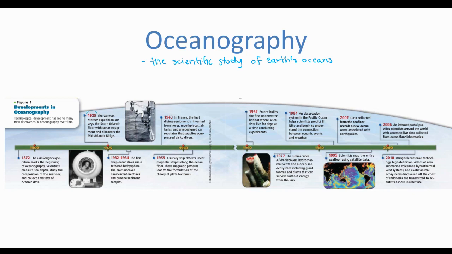1925, right here. A German Meteor expedition surveys the South Atlantic floor with sonar equipment and discovers the Mid-Atlantic Ridge. Remember, before we started studying the ocean, we just thought that it was completely flat land. We have since discovered that our tallest mountain ranges and the deepest part of the planet are in the ocean. And also, in 1977, we discovered that life exists at very, very extreme locations, including near hydrothermal vents. There is a deep sea ecosystem that includes giant worms and clams that can survive without energy from the sun.